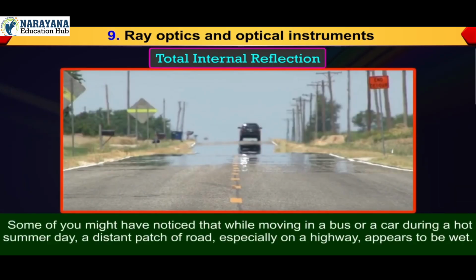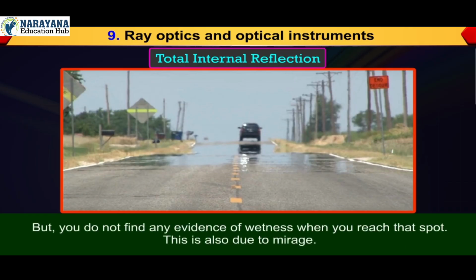Some of you might have noticed that while moving in a bus or a car on a hot summer day, a distant patch of road, especially on a highway, appears to be wet, but you do not find any evidence of wetness when you reach that spot. This is also due to mirage.